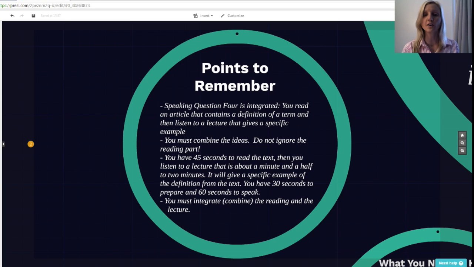You will have 45 seconds to read the text. Then you will listen to a lecture that's about a minute to a minute and a half. However, it can be up to 2 minutes, so there is a little variation there, but it will be around a minute and a half. It will give you a specific example of the definition from the text. Then you have 30 seconds to prepare your answer and 60 seconds to speak. Remember, you must integrate, combine the reading and the lecture.